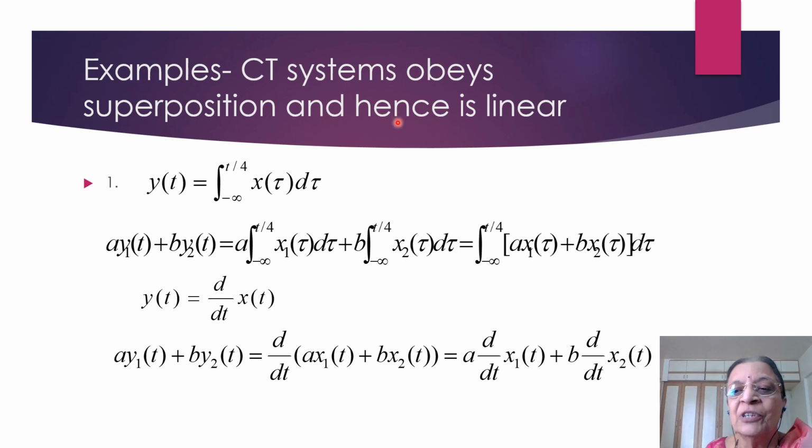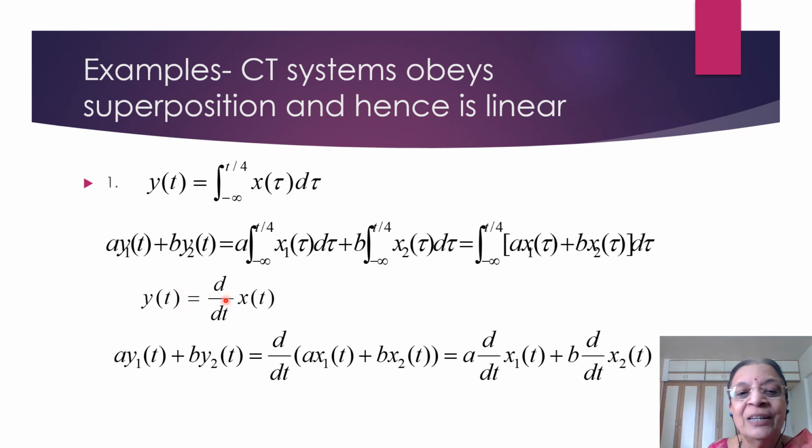So consider continuous time systems that obey the superposition. Let us say y(t) is equal to the integral from minus infinity to t of x(tau) d tau. So a y1(t) plus b y2(t) will be what? a times the integral of x1(tau) d tau plus b times the integral of x2(tau) d tau, which is equal to the integral from minus infinity to t of, I can take this a and b inside, a x1(tau) plus b x2(tau) d tau. But what is a x1(tau) plus b x2(tau)? This is your input, right? So for the scaled and added inputs, you just get the scaled and added outputs. In this case, the superposition holds good and the system is linear.